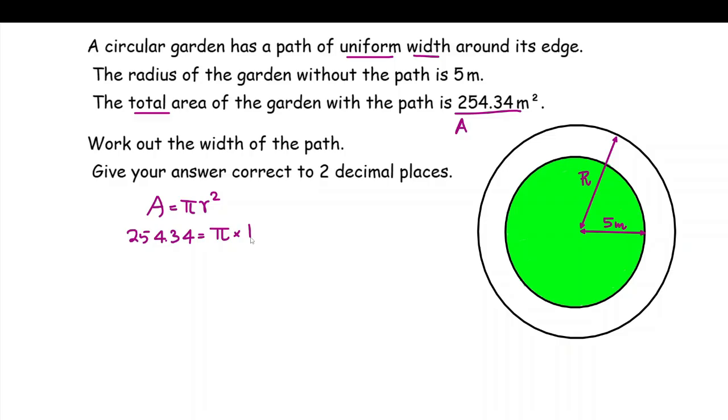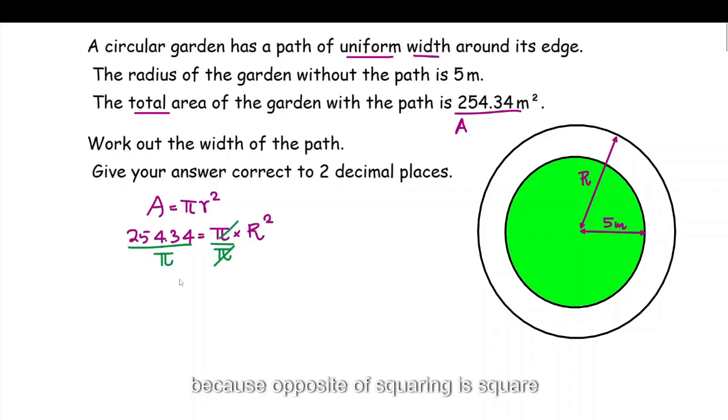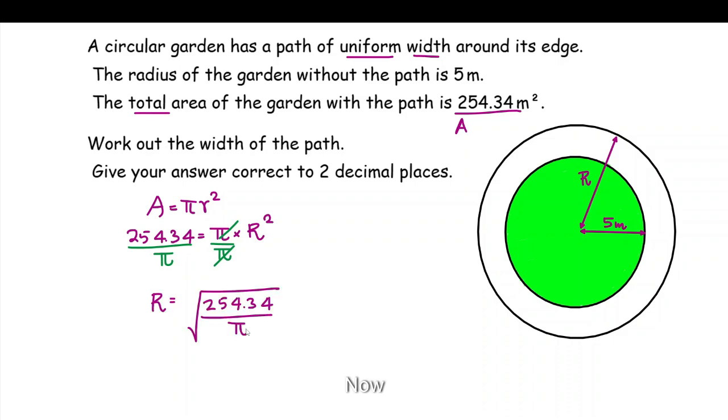Now divide both sides by pi. These two pi's get cancelled out. Now for R, I need to take the square root of this, because the opposite of squaring is square rooting. So R is equal to the square root of 254.34 divided by pi.